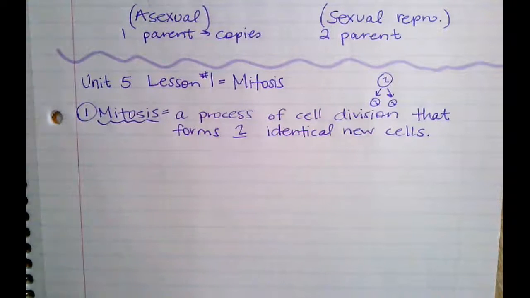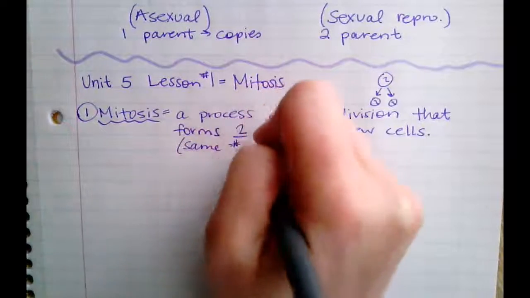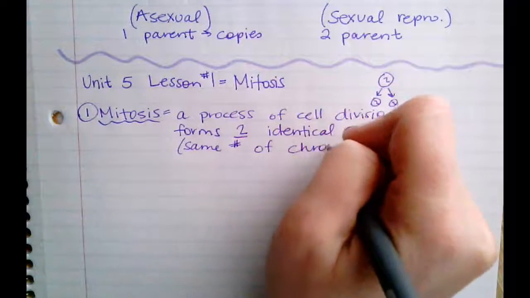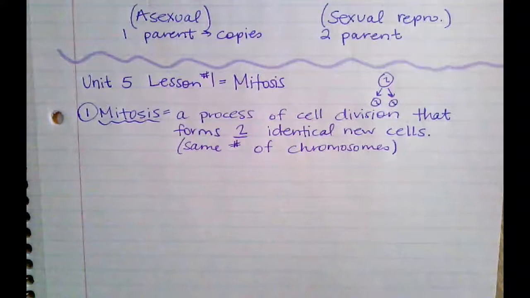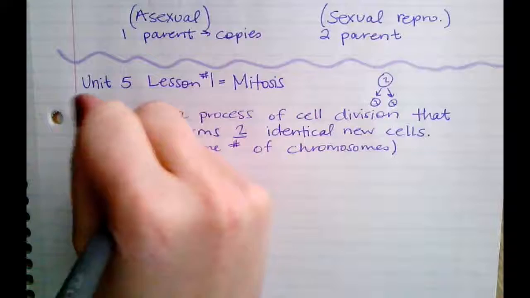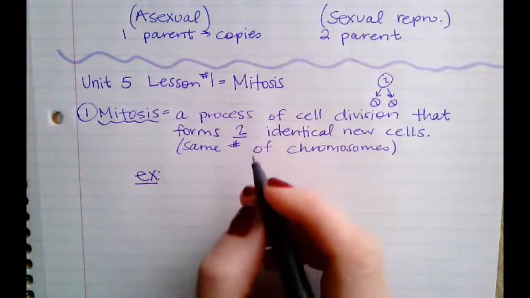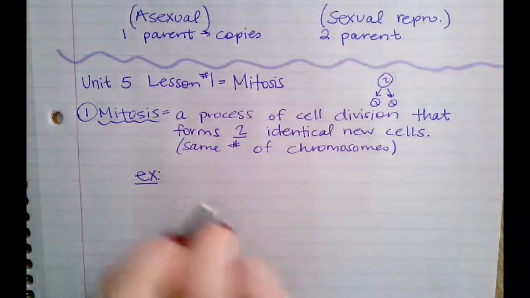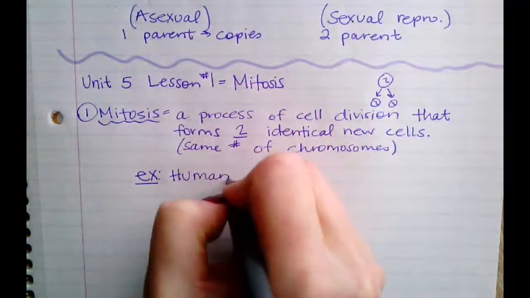Now, with those two new identical cells, they obviously have to have the same number of chromosomes. The same number of chromosomes. So, I'm going to give you a little drawing of an example that you guys can understand a little bit better. So we're going to talk about humans. I'm hoping you guys already know how many chromosomes a human cell has since we went over this, but you may have forgotten. It's been a while.